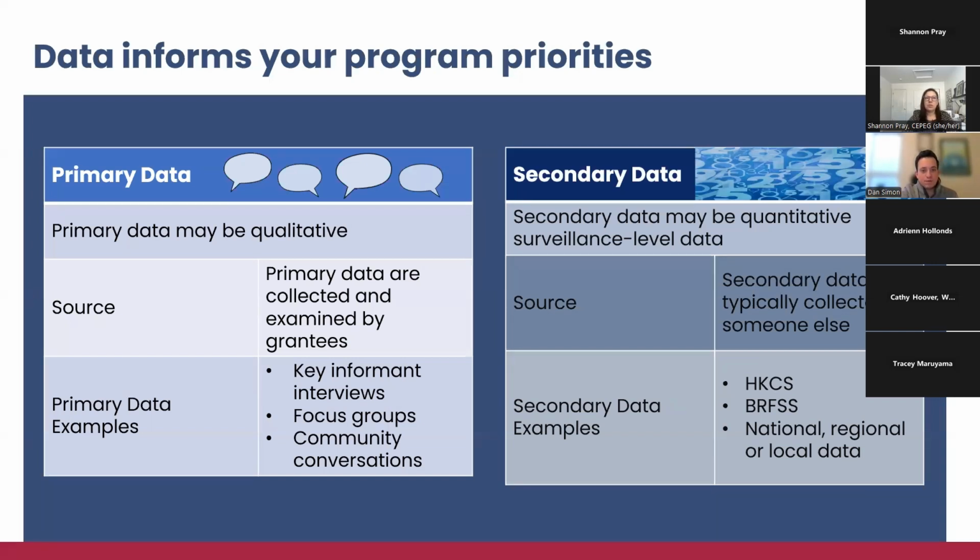Okay, so first let's just distinguish between primary data and secondary data. Primary data is often qualitative, things like key informant interviews, focus groups, community conversations. You're the ones collecting this type of data for the most part. Secondary data, which I'll be talking about more, is typically collected by someone else, could be national or state level data. Let's go to the next slide.